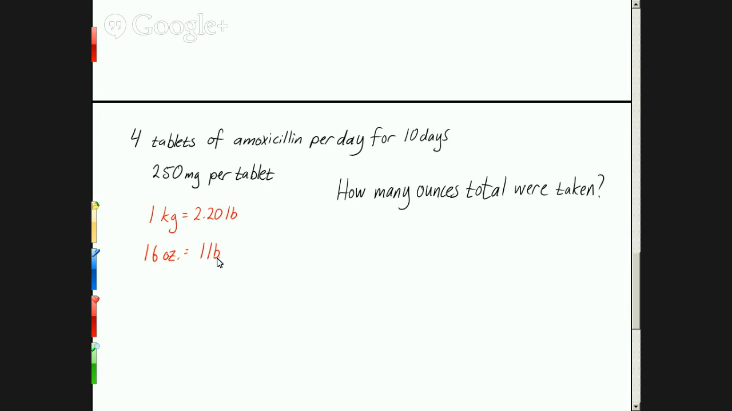All right. So on this problem, you can try it on your own if you want, but work together. Talk to each other. Either try it on your own and then talk about how you did it, see if your answers compare, or just talk about it as you're working through it. And see if you can figure out how many total ounces were taken after 10 days of this 4 tablet a day, 250 milligram per tablet amoxicillin. You can set it up the way I had it set up before, or you can do it your own way.